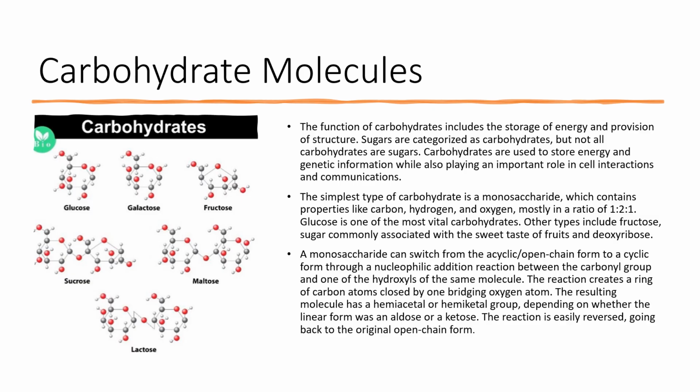A monosaccharide can switch from an acyclic open chain form to a cyclic form through a nucleophilic addition reaction between the carbonyl group and one of the hydroxyls of the same molecule. The reaction creates a ring of carbon atoms closed by one bridging oxygen atom. The resulting molecule has a hemiacetal or hemiketal group, depending on whether the linear form was an aldose or a ketose. The reaction is easily reversed, going back to the original open chain form.